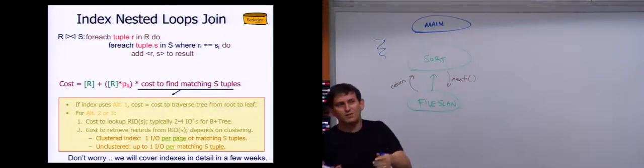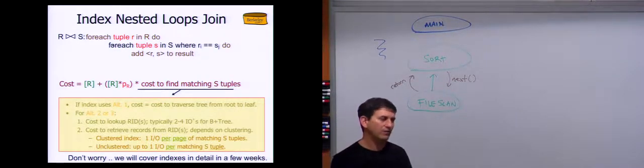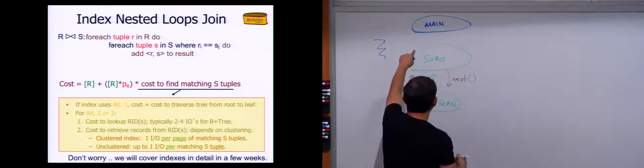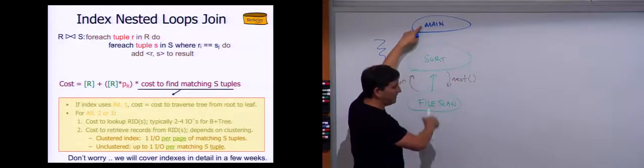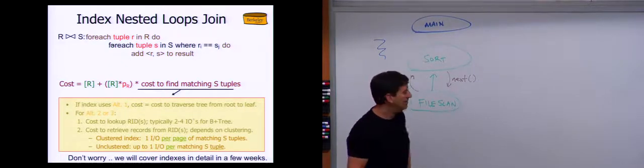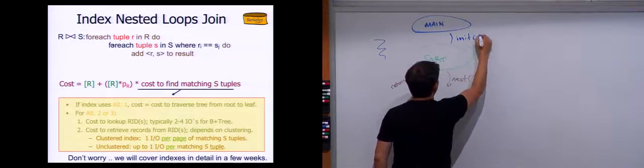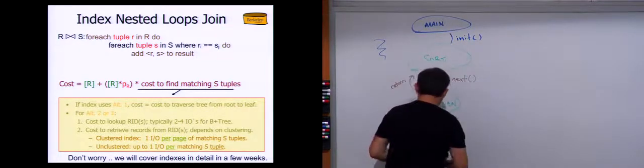And this is going to be like thread per query. Think about it that way. When you connect to the database and you issue an SQL query, you get a thread. And at the top of that thread is a main. And what comes under the main are the iterators for your query. Okay, so what's going to happen is main is going to say init. And this guy, the sort, is going to say init.